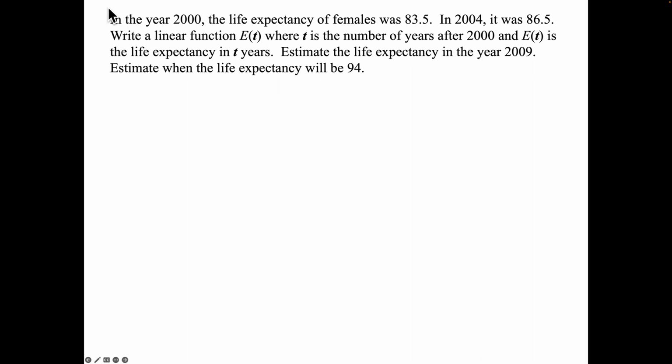Here's the proof. In the year 2000, the life expectancy of females was 83.5. That's a point. In 2004, it was 86.5. There's another point. Write a linear function e of t, okay, linear function, so we're going to have to get y equals mx plus b involved, where t is the number of years after 2000. Okay, so we got to change our years based on how many years have gone past 2000, and E of t is the life expectancy in t years. Okay, then they want to answer some other questions here, but let's find our equation first.